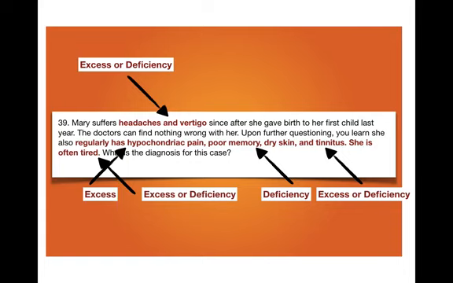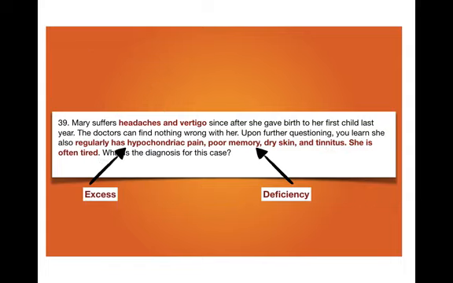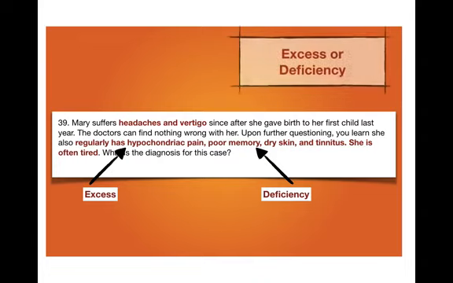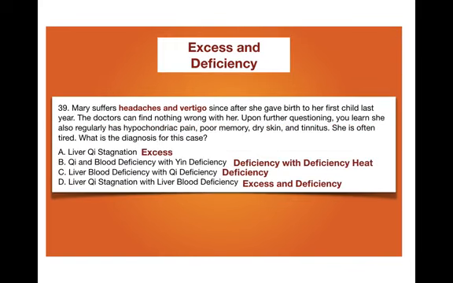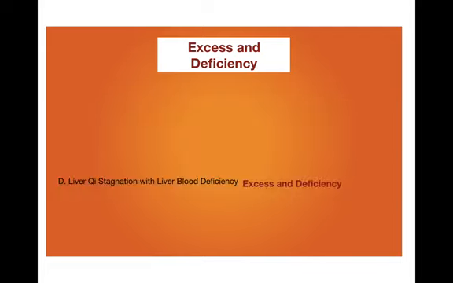We're just going to look at what's important, and what's important is what gives us a clear diagnosis. So we're going to do away with all those other signs and symptoms and just look at what we have left. We have hypochondriac pain as excess and poor memory as deficiency, right? So we can categorize this case study as excess and deficiency. So now we're going to look at our answers again. We said that this case is excess and deficiency. And when we look down, A is out, B is out, C is out, and then D is the one with excess and deficiency.